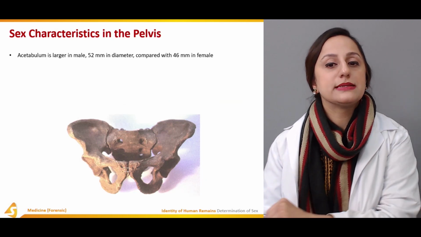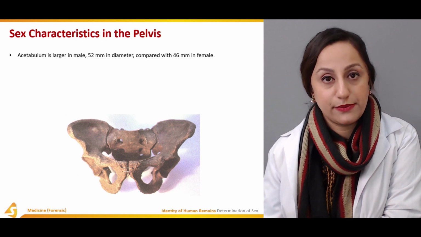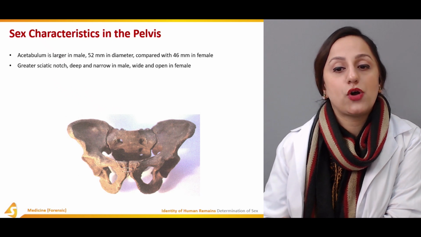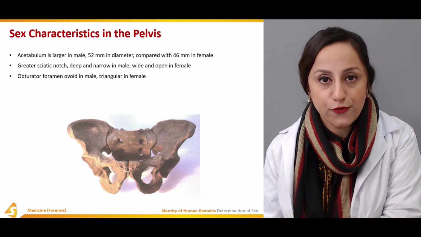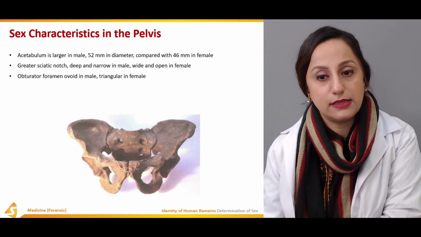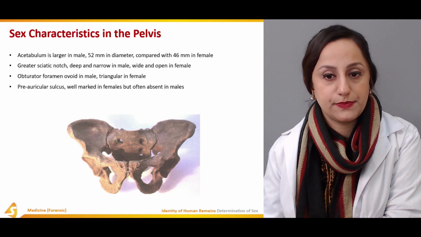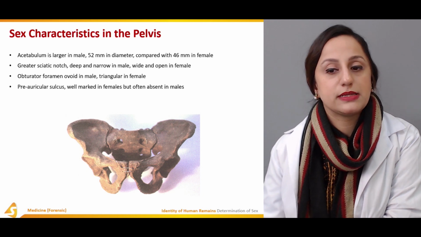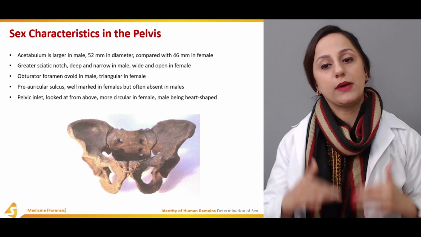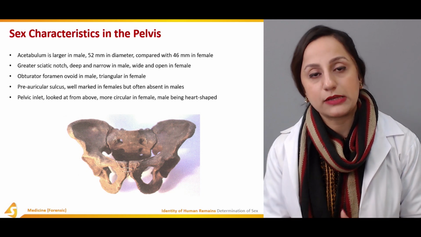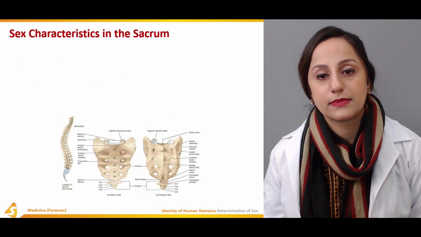Now, the acetabulum is larger in the males. It is 52 millimeters in diameter compared with 46 millimeters in the females. The greater sciatic notch is deep and narrow in the males, wide and open in the females. The obturator foramen is ovoid in the male and triangular in the female. The preauricular sulcus is well marked in the females but absent in the males. And the pelvic inlet, when looking at it from above, is more circular in the females, and on the other hand, it is heart-shaped in the males.